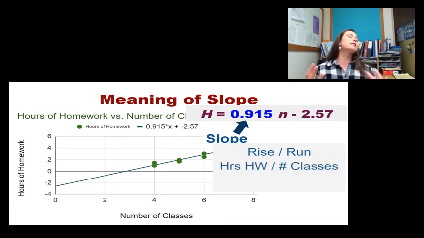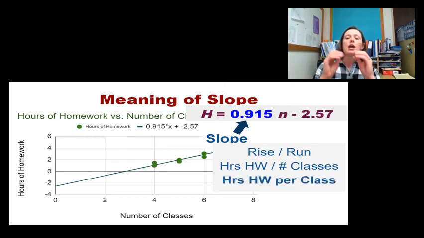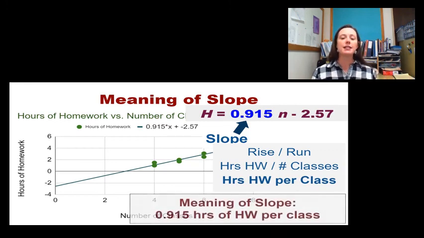Okay, now, if you're trying to write this as a sentence and say, what does this mean? Replacing the divided by with the word per can be really helpful. So we're talking about hours of homework per class. Okay, well, that's something that makes a lot more sense. This is the hours of homework I would expect per class that I'm taking. And if I write that as a sentence, I would say the meaning of my slope is that I should expect 0.915 hours of homework per class that I'm taking.